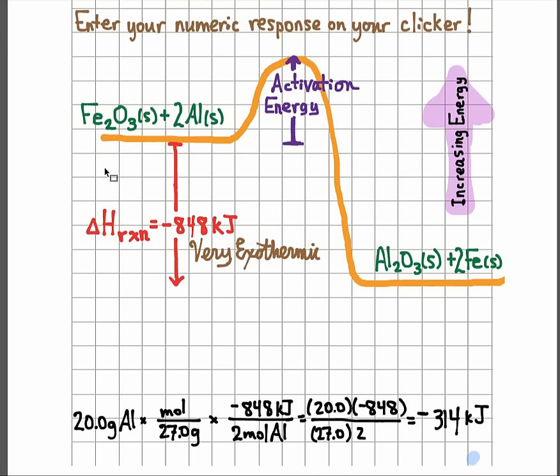Rarely would I use a full mole of rust and a full 2 moles of aluminum. That would be a huge reaction. And this is exothermic because I start high and end low, but I do have to get up over the activation energy barrier, which can be difficult.